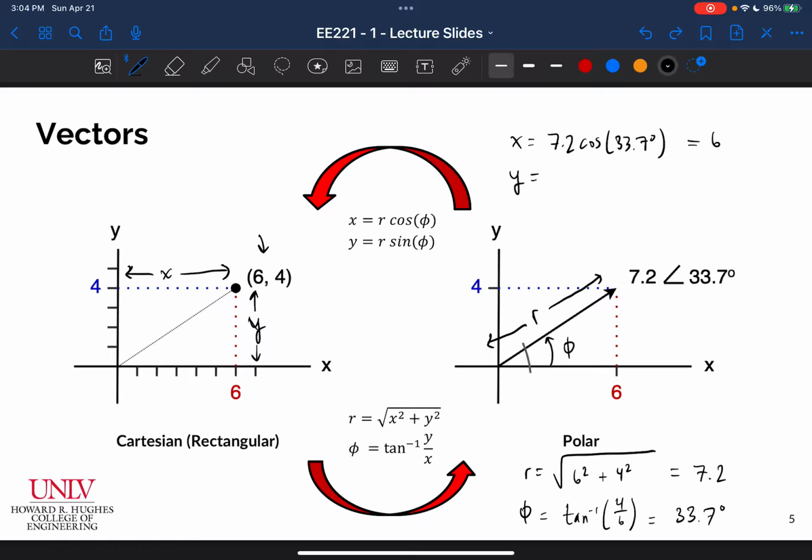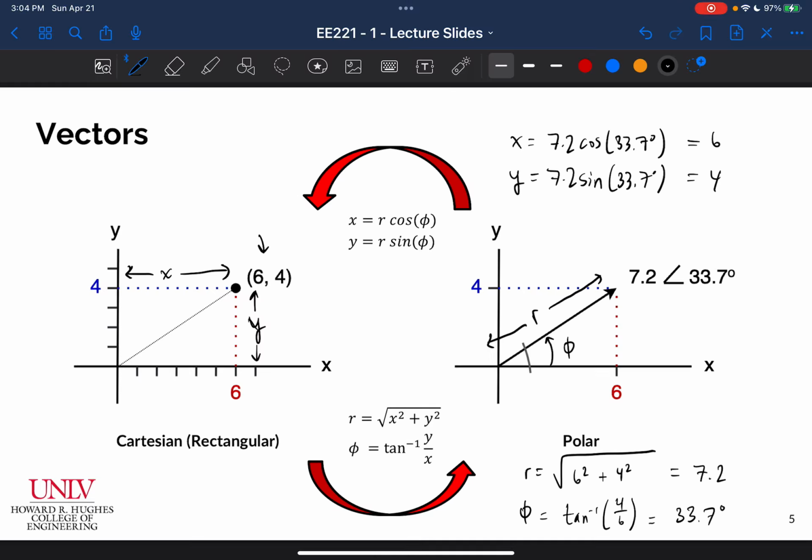That is okay in engineering. Get used to approximating. This is going to be part of your life now. For Y, 7.2 times the sine of 33.7, and I get 3.99, which is close enough to 4. So that is how you can convert coordinates from Cartesian to polar and vice versa.